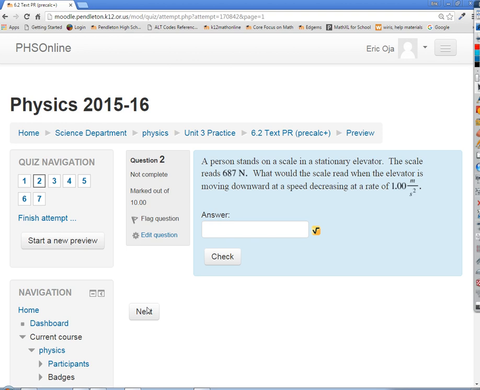So, okay, a person stands on a scale in a stationary elevator. The scale reads 687 newtons. What would the scale read when the elevator is moving downward at a speed that is decreasing at a rate of 1 meter per second squared? So there's two parts to this problem, aren't there? They're different. You gotta kind of picture them in your head.